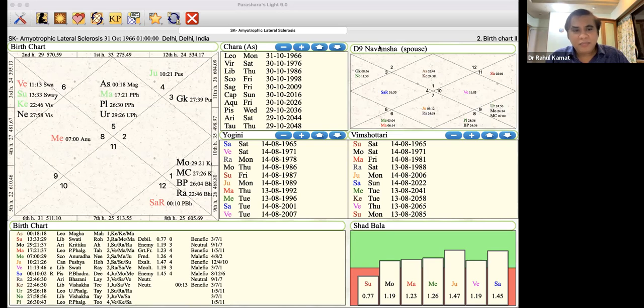Okay. And in the D9, this is Prithvi Tattva. So again, Prithvi Tattva, Jala Tattva, and the Dreshkan match. Okay. So therefore, this is something to note.